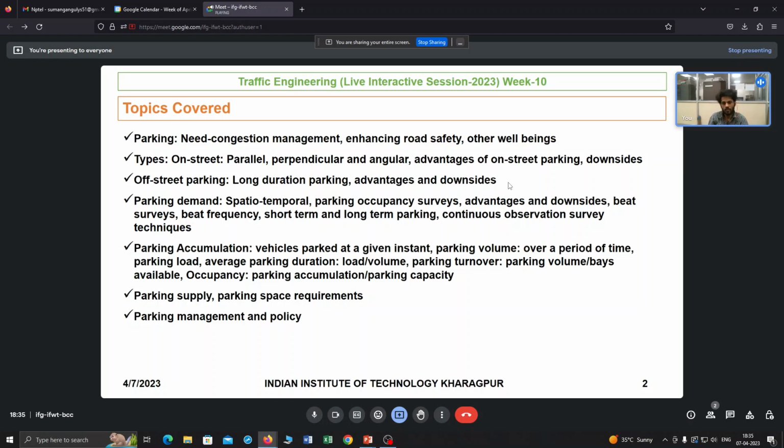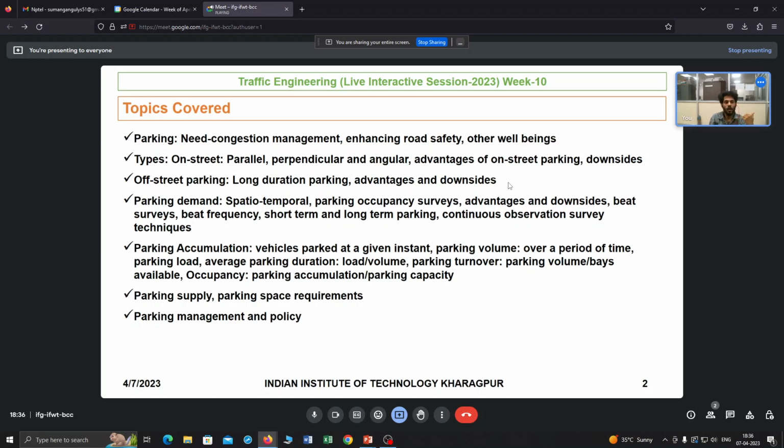So now let's come to some of the famously used terms in terms of parking, which we should actually remember. First is parking accumulation. What is parking accumulation? Parking accumulation means the number of vehicles which are parked at any instance of time. Suppose right now it is 10 o'clock, and at 10 o'clock I find the number of vehicles parked is 20. That's called the parking accumulation.